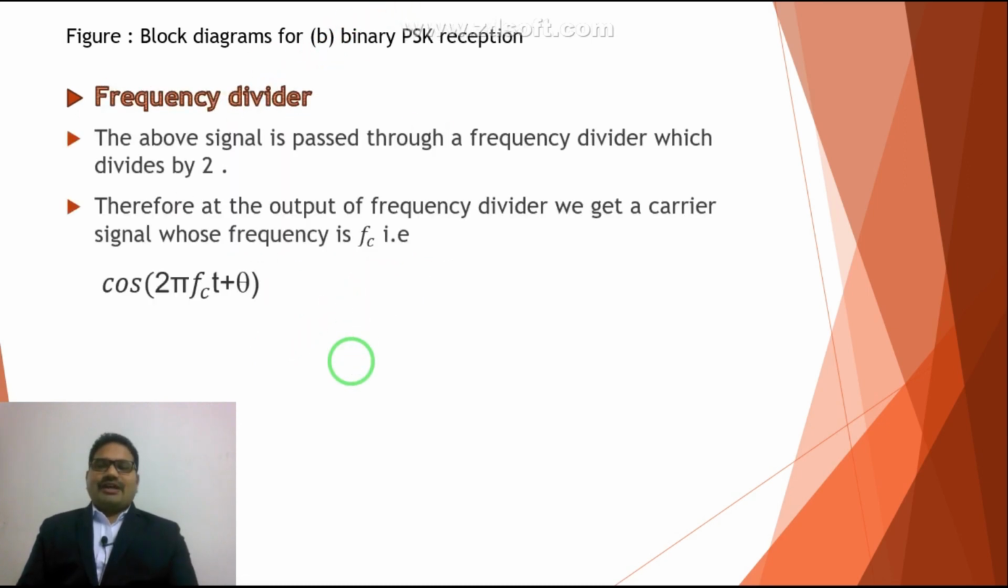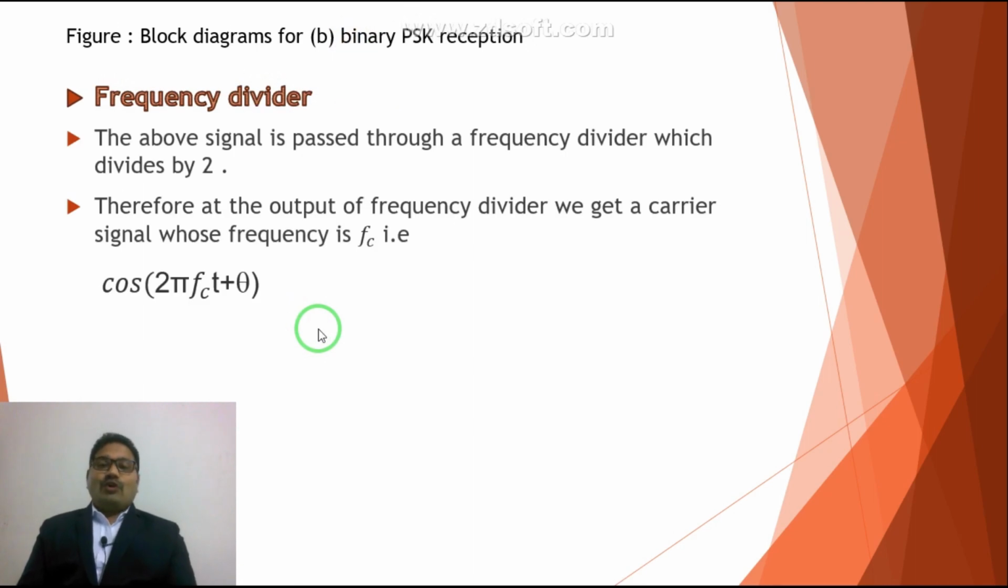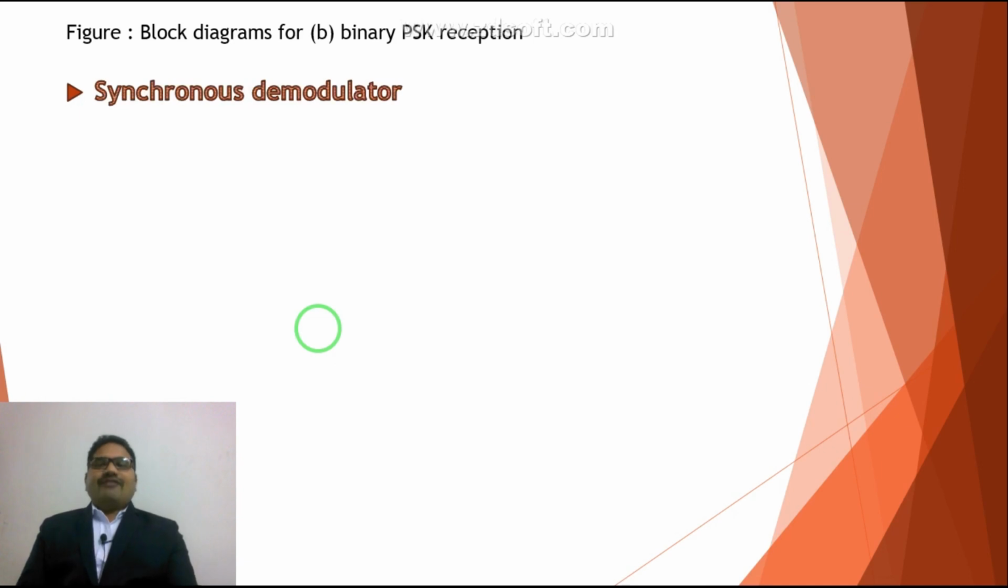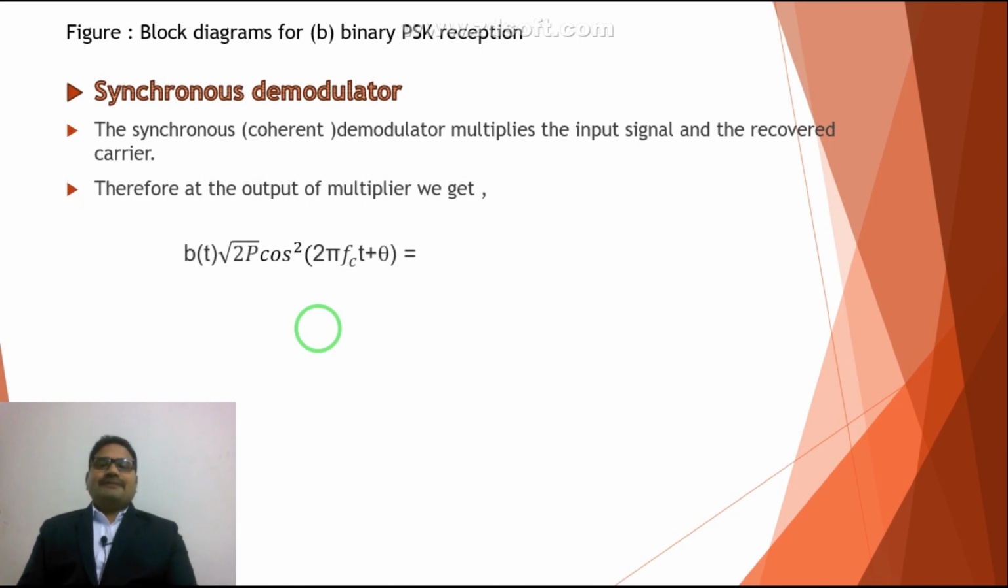So this is your required equation, that is cos(2 pi fct plus theta). I hope along with me you also write the equation so that you can easily understand it. After that, this output of the frequency divider is given to the synchronous demodulator. The synchronous demodulator multiplies what? The input signal and the recovered carrier. So the output of the multiplier would be what? We can write it as this one.